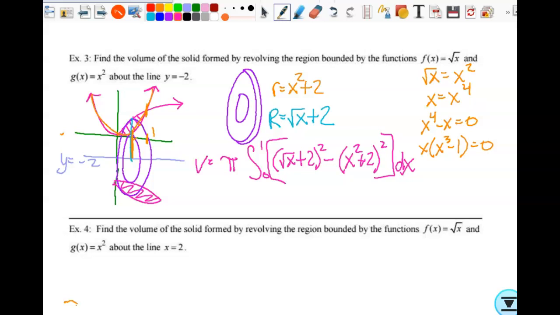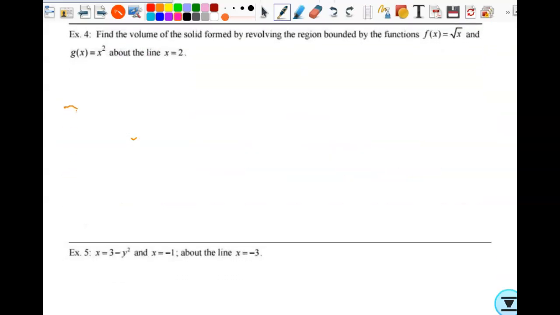My picture is horrible, okay? But I got it good enough to where I can think through what's what, as far as the radius and stuff is concerned. Are we good? All right, so now we're going to do a vertical one here.